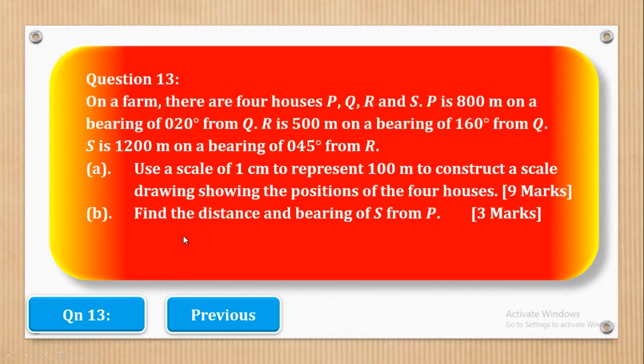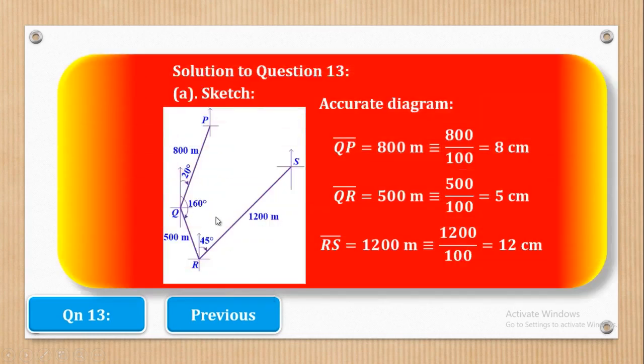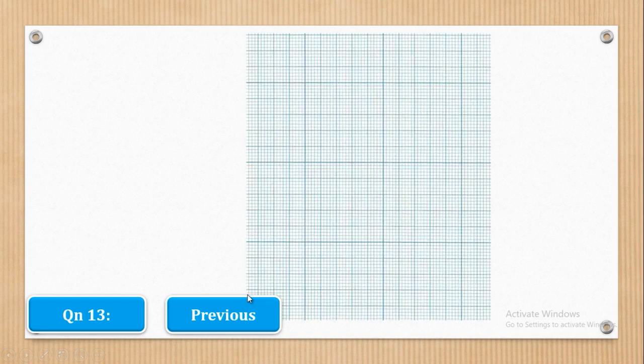Now we want to draw an accurate diagram. They told us to use a scale to construct a scale drawing showing the positions of the 4 houses. So what we are going to do is draw this sketch accurately using these conversions. For you to draw easily you need graph paper. I hope you got a graph paper.